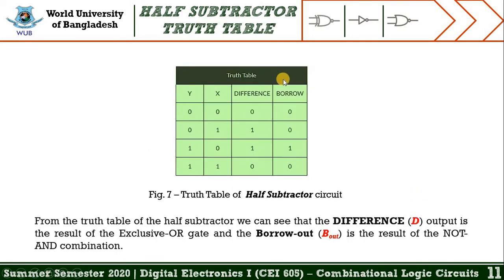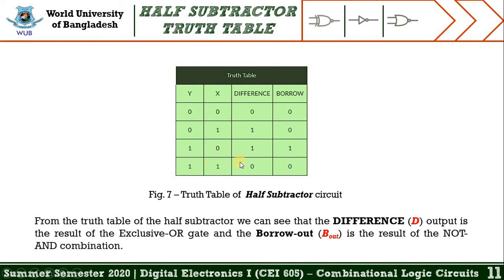Now it's time to learn about the truth table of the Half Subtractor. Figure 7 represents the truth table of the Half Subtractor circuit. As we already know, the Half Subtractor has two inputs, which are symbolized A and B, or you can say X and Y. For this, we need to assign two single binary numbers, one is 0 and another one is 1. In that case, we get 4 combinations: 00, 01, 10 and 11.